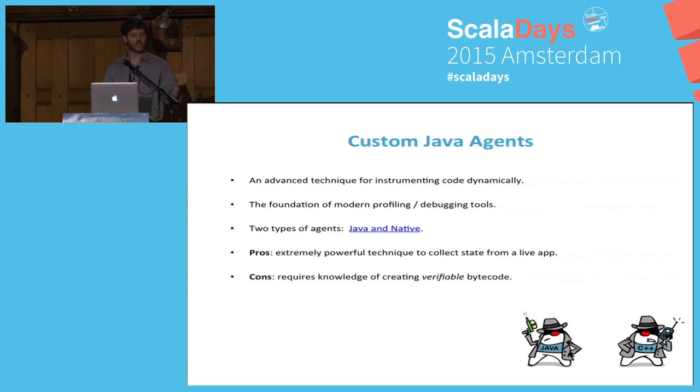So you have Java agents, which are written in Java. I'll show you an example of one of those in a minute, and some of the cool stuff that you can do with that. That's the first one. The second one are called native agents, and those are a whole different beast and are very, very interesting.